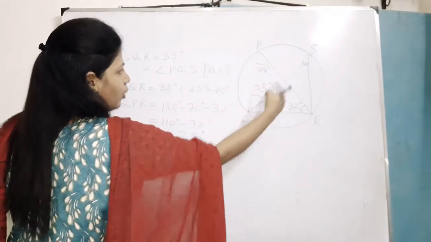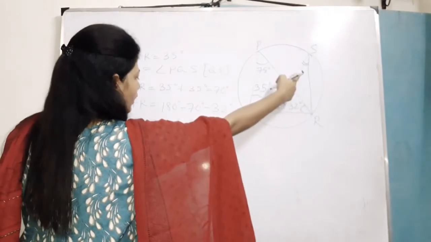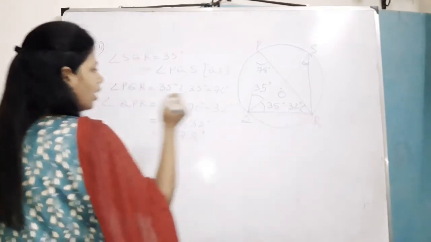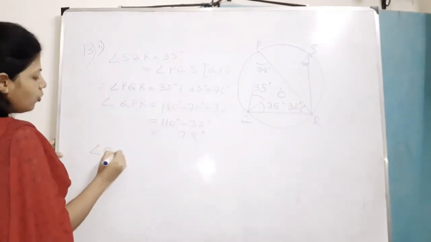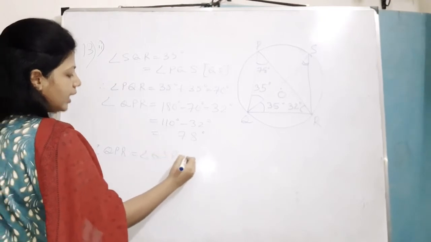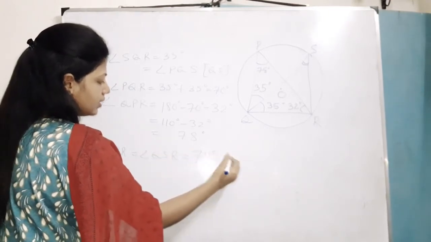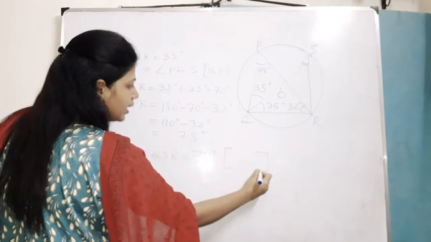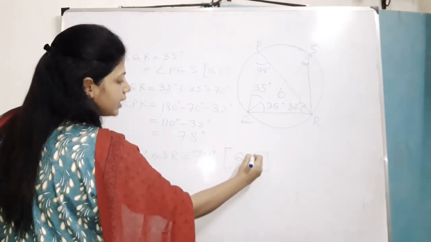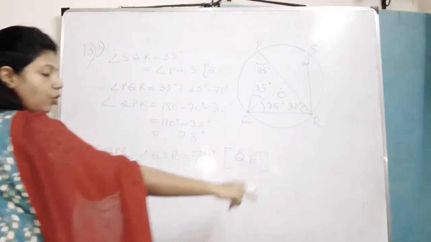So angle QSR will also be 78, because both of them lie on the same arc QR. So angle QPR equals angle QSR equals 78 degrees. Write down the reason here: both of them lie on the same arc QR. Write in whole.